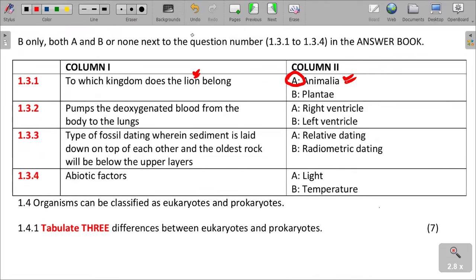Pumps the deoxygenated blood from the body to the lungs. We are saying the oxygen has been used, so it is deoxygenated; it doesn't have oxygen. So what is it that pumps deoxygenated blood from the body to the lungs? It is the right ventricle.